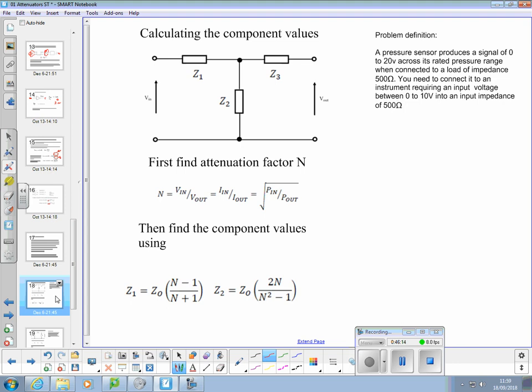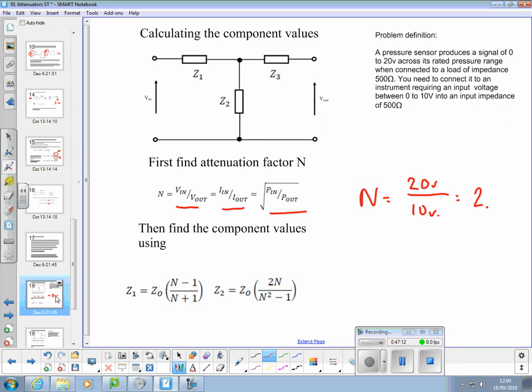So, calculating the component values. We're going through the manual way on a piece of paper of finding out the values of Z1, Z2 and Z3 for a T-type attenuator. First thing we need to do is find the attenuation factor called N. We've got three formulas. We can get it from V in over V out, I in over I out, or the square root of P in over P out. So here, N is equal to V in, 20 volts, divided by V out, 10 volts, equals 2. So N is 2.